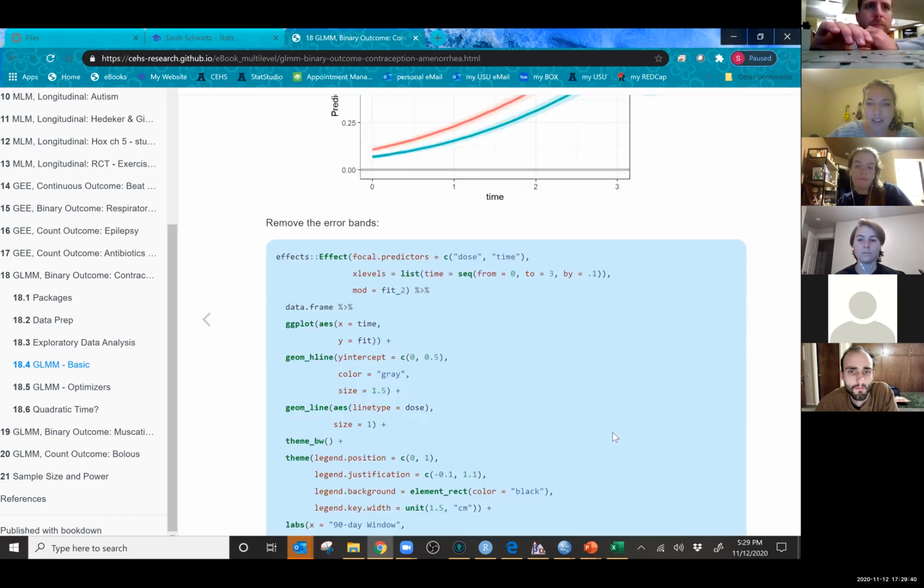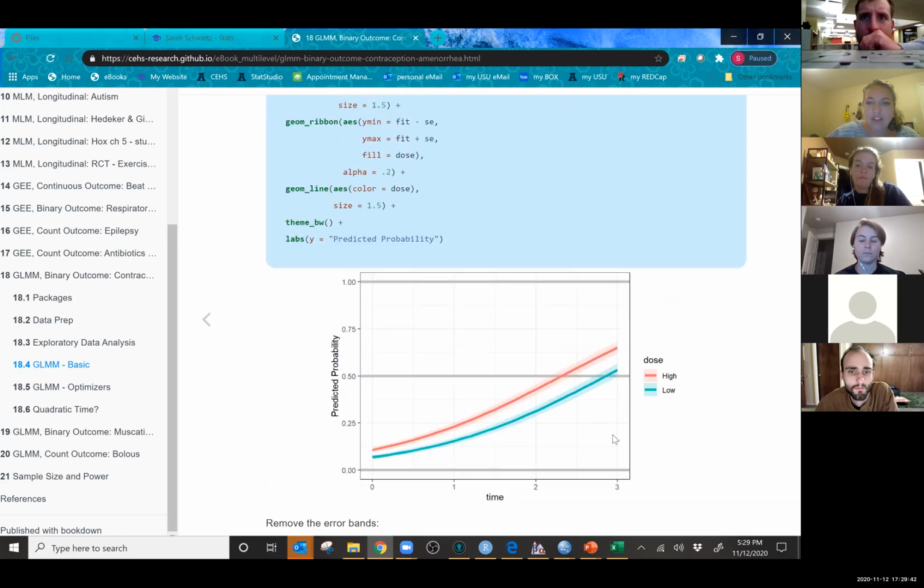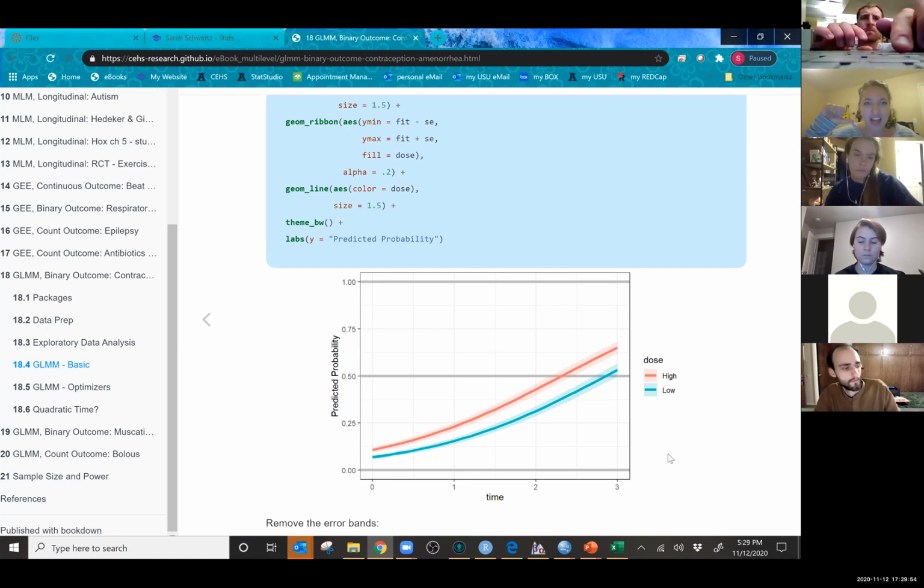And here, let's see what I do here. This one I plotted from 0 to 100% and made a gray line at 50%. So if a woman was on the low dose, how long before half of them experience amenorrhea?